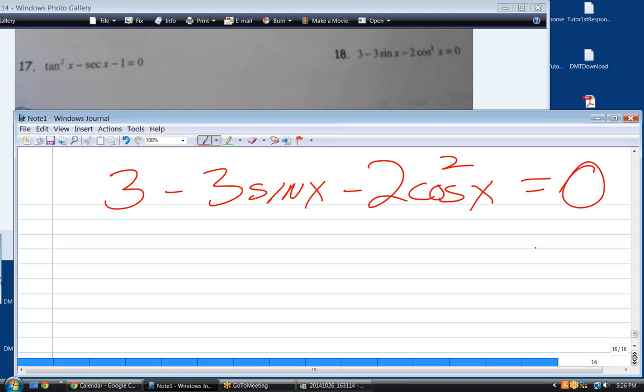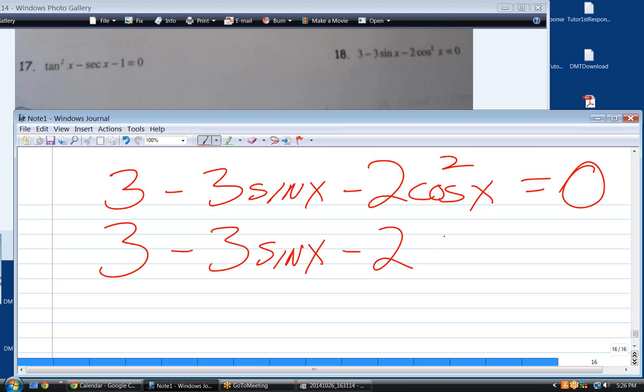So we need to change it all to one trig function. Which trig function are we going to change it to? Go ahead. Sine. Right, because I can change this into sine really easily. It's not as easy to change that into cosine. If I change this into cosine, we're going to have radicals. I don't want radicals, I want squares. So we're going to change everything into sine.